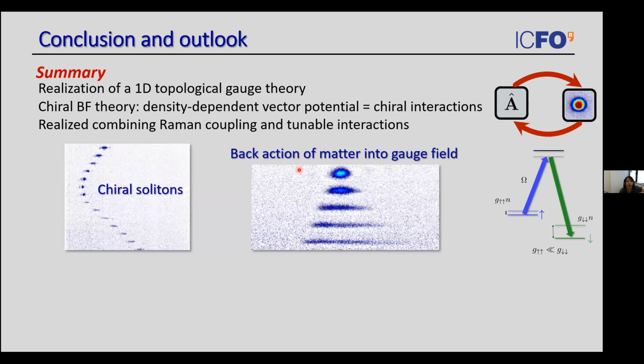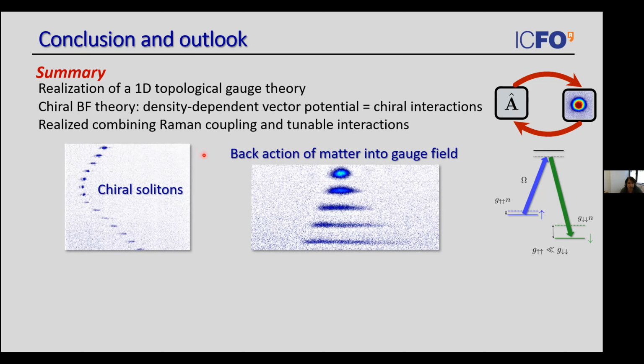And with this, I really come to the conclusion of my talk. So I showed you an example of how we can engineer a gauge theory with Bose-Einstein condensates. In our case, we realized for the first time a 1D topological gauge theory. This theory that we engineer is the so-called chiral BF theory that was proposed in the 90s. It's the same as having a density-dependent vector potential minimally coupled to matter. This is equivalent to engineering a system that has chiral interactions. And these chiral interactions, experimentally, we realized by combining a Bose-Einstein condensate with tunable interactions and Raman coupling.